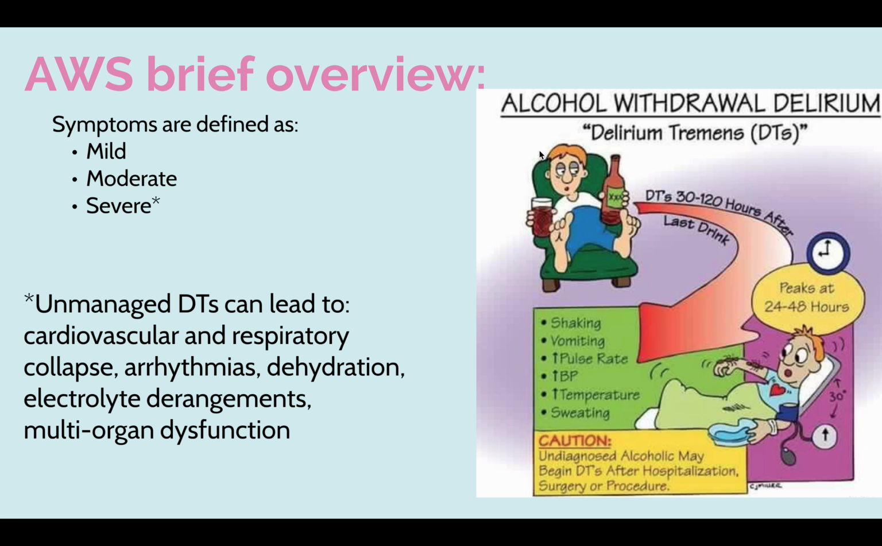The most severe complication is delirium tremens. This occurs within 2 to 5 days after the last alcoholic drink. Symptoms include fluctuating levels of consciousness, cognitive and attention deficits, hallucinations, confusion, and hypertension. If DTs are not managed, this can lead to cardiovascular and respiratory collapse, arrhythmias, dehydration, electrolyte derangements, and multi-organ dysfunction. The mortality rate is 5 to 15%. DTs may occur within 5 to 20% of patients with alcohol withdrawal syndrome.